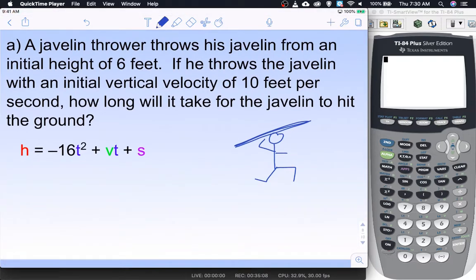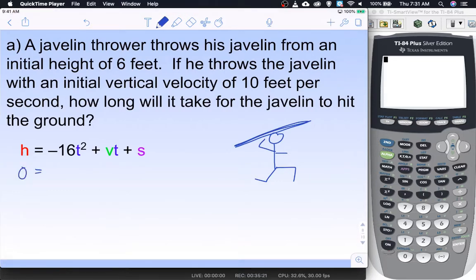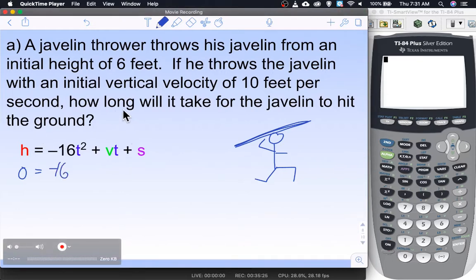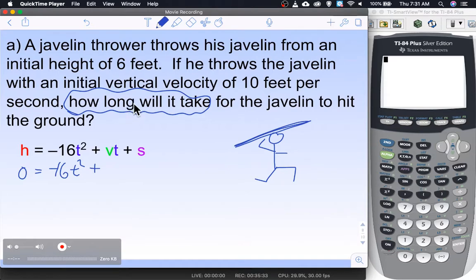All right, so let's see here. This is one we're doing together. Well, the final height is when it hits the ground. So this is our final height. So that's going to be a 0. I want to know when that thing hits the ground. Negative 16 t. That's kind of the question. How long will it take? Means I don't know t. The velocity is 10 feet per second.